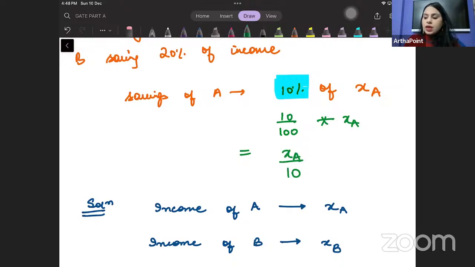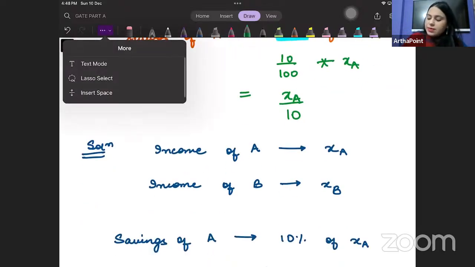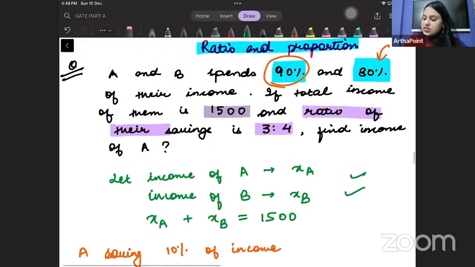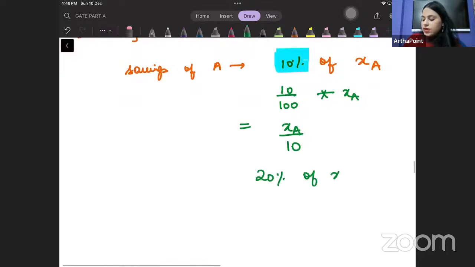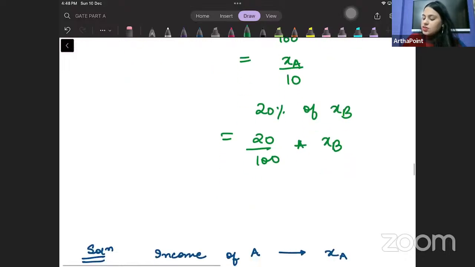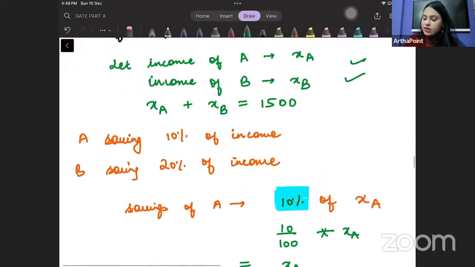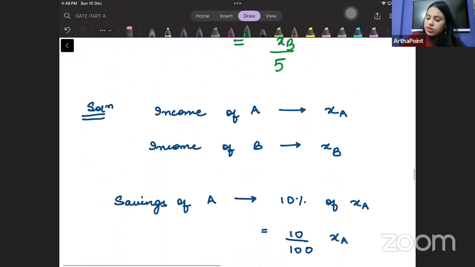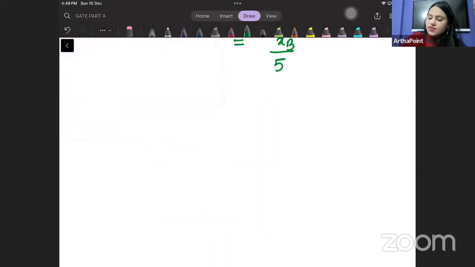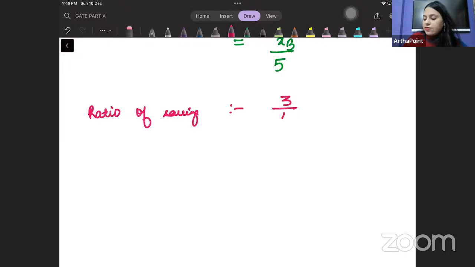XA by 10. Then B is saving how much? Beta, B is saving what percentage of the income? 20%. So 20% of income, 20 by 100 into XB. तो बच्चा ये हो गया XB by 5. This will become XB by 5. Now it is saying ratio of their saving is 3:4. तो ratio of saving क्या दिया हुआ है? What is the ratio of saving given? Ratio of saving that is given as 3/4.